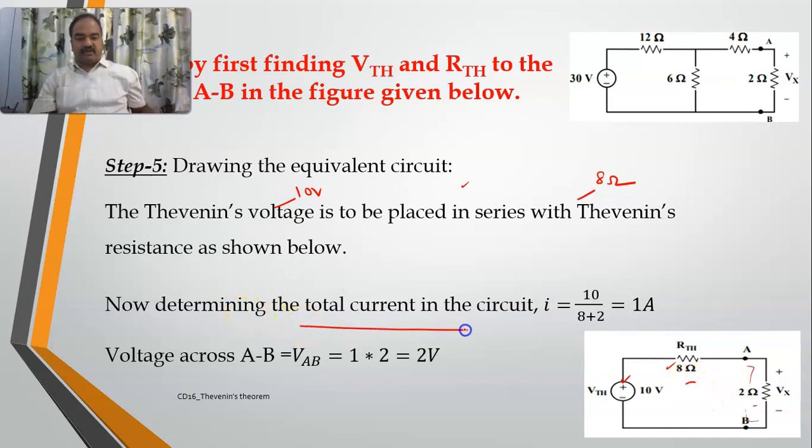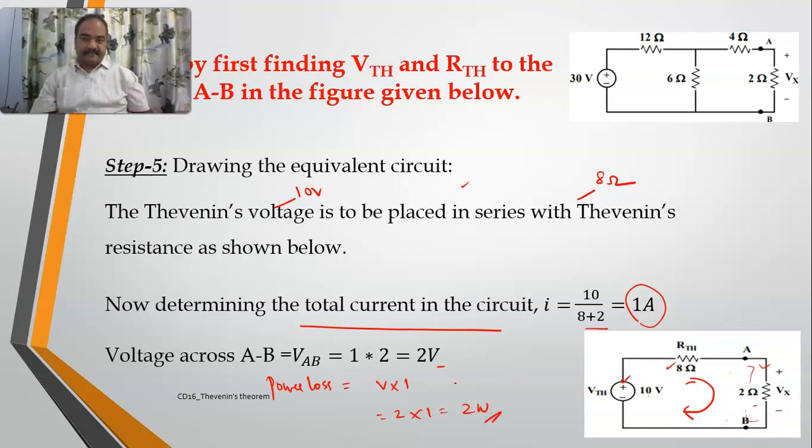If I want to determine the total current in the circuit, what is the way? What is the total voltage? 10. What is the total resistance? 8 plus 2. So 10 by (8 plus 2), it is 1 amp. If you want to determine the voltage across this one, since 1 ampere current is flowing, 1 into 2, it is 2 volts. If I want to determine the power loss, it is V into I, so 2 into 1, it is 2 watts. Like this you can calculate.